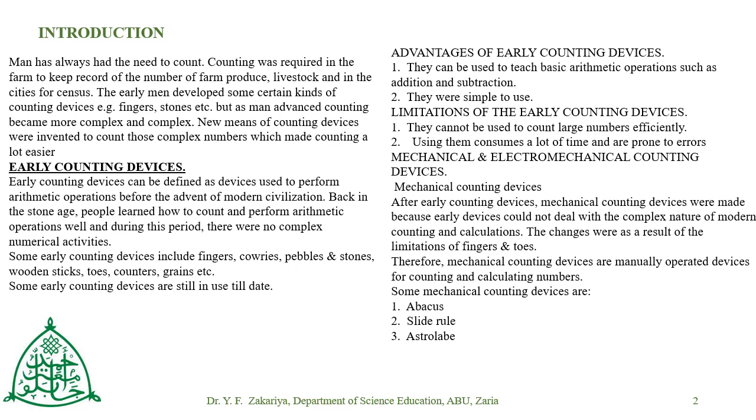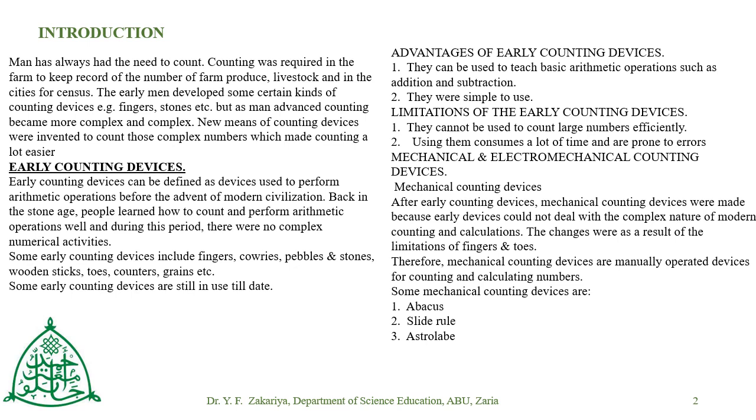Introduction. Man has always had the need to count. Counting was required in the farm to keep record of the number of farm produce and livestock, and in cities for census. Early man developed certain kinds of counting devices, for example, fingers and stones. But as man advanced, counting became more and more complex. New counting devices were invented to count those complex numbers, which made counting a lot easier.